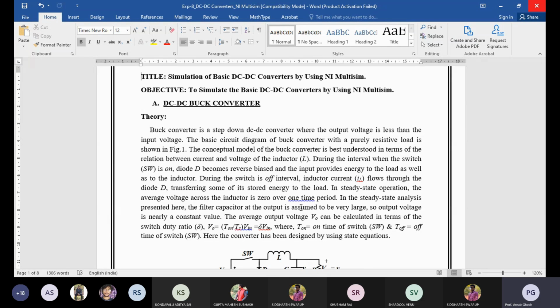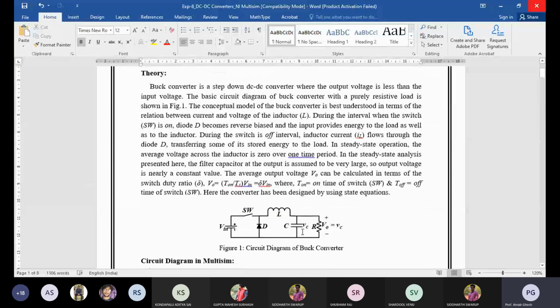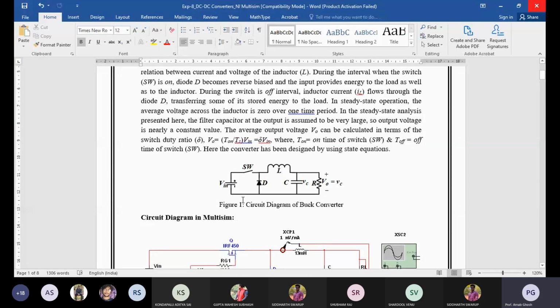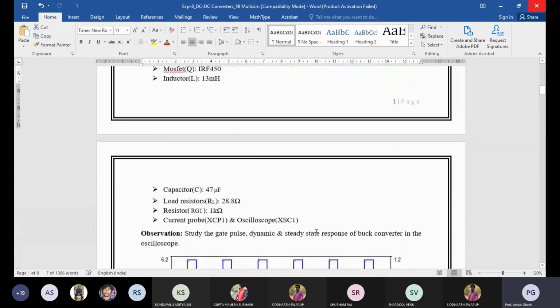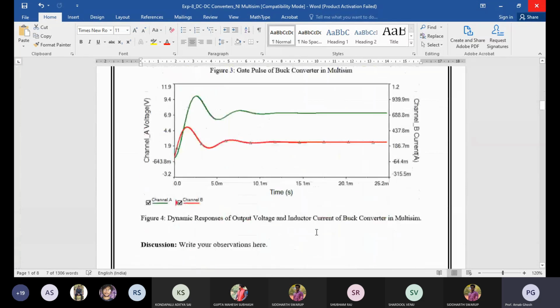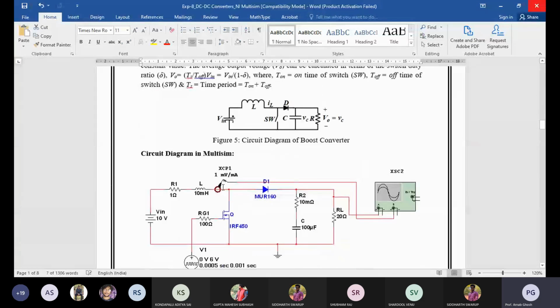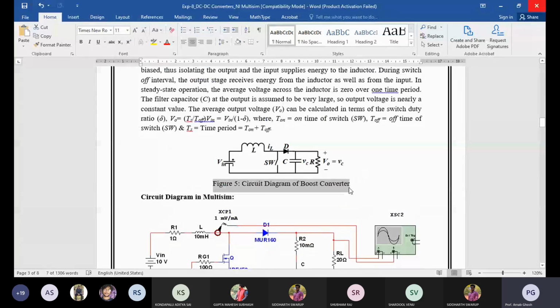So what are the very common circuits? You know that one. First one is your buck converter, then boost converter, and buck-boost converter also. Then you can see the NI Multisim circuit. After that you can simulate the buck-boost converter also, but here I am not going to simulate the buck-boost converter.